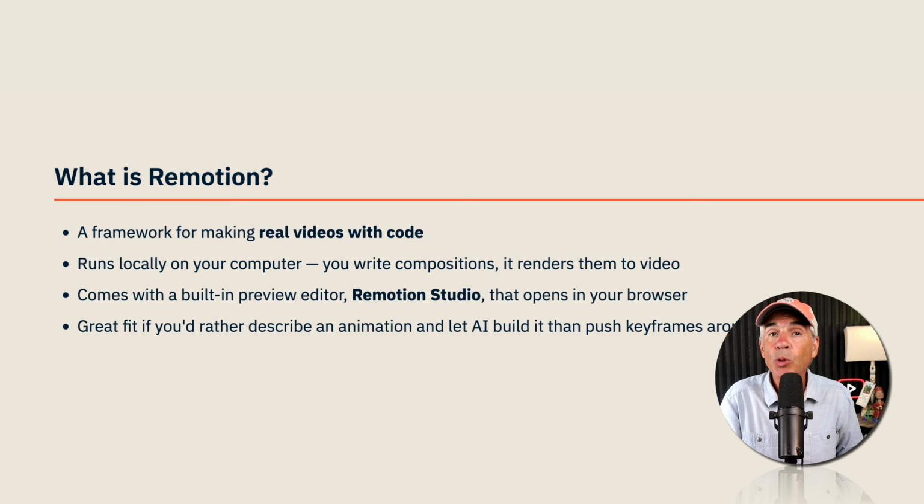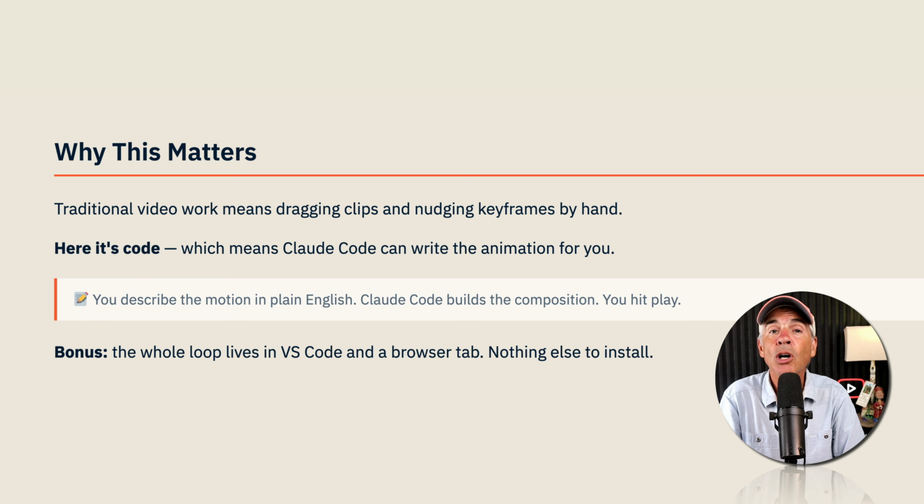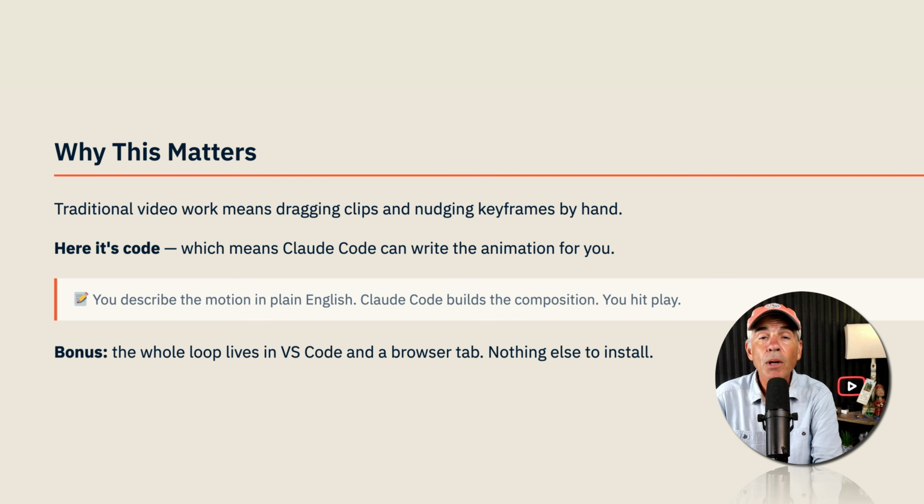Remotion comes with its own video preview editor called Remotion Studio, and this editor launches right in a browser. It is all done with code. The way that you make your videos and your animations in Remotion, you simply launch your favorite AI agent. We are going to be using Claude Code, but it works with just about any AI agent like Codex, Gemini, etc. You describe the video or animation that you want in plain English, or your language of choice. Claude Code builds the composition, and then you go to the Remotion Studio where you can preview and go back and forth until you get the video just right.